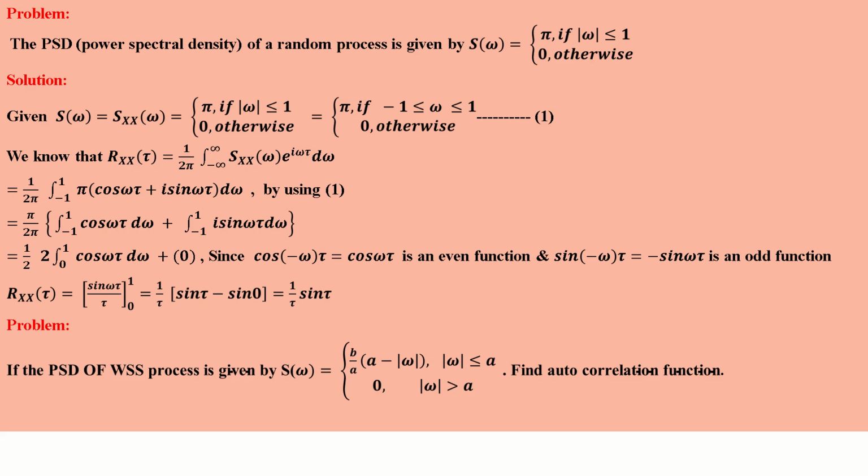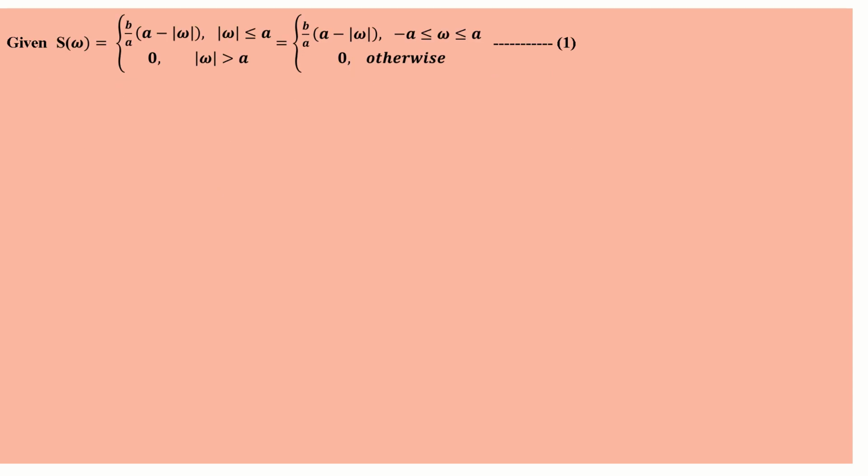Next problem: if the PSD of a WSS process is given by S(ω) = (B/A)(A - |ω|) for |ω| ≤ A, and 0 for |ω| > A, find the autocorrelation function. So here they have given S(ω) = (B/A)(A - |ω|), where ω lies between -A and +A, 0 otherwise. This is equation number 1. We need to find R.